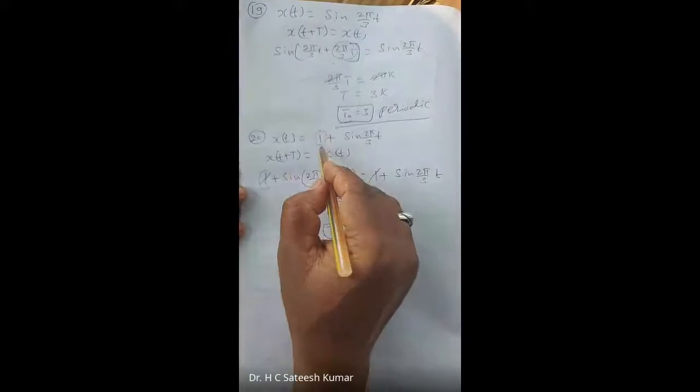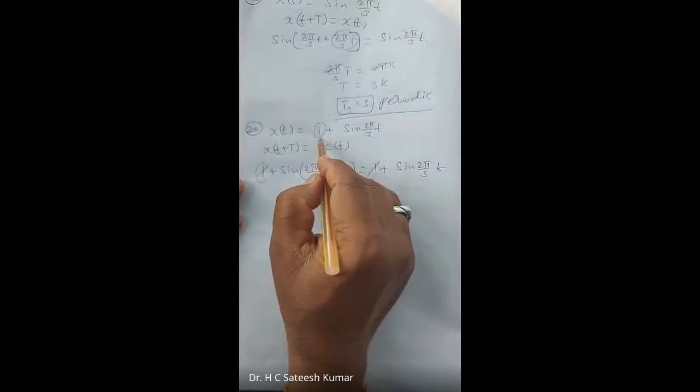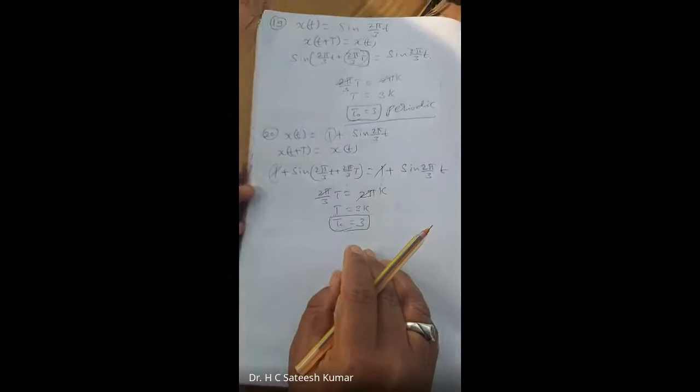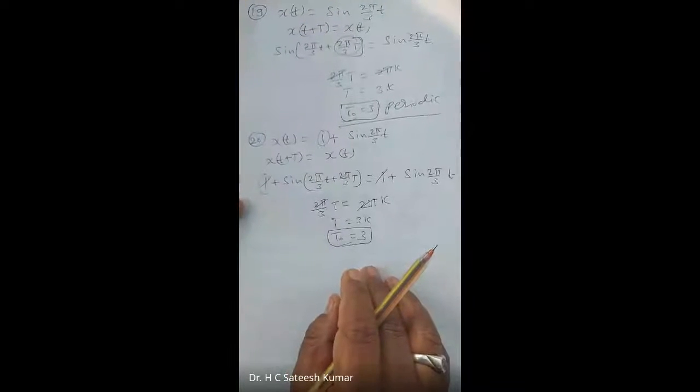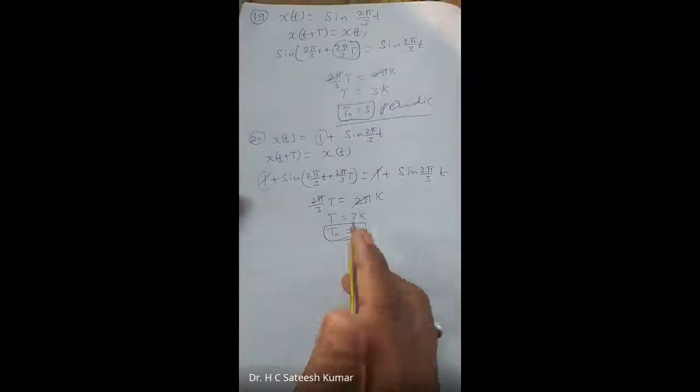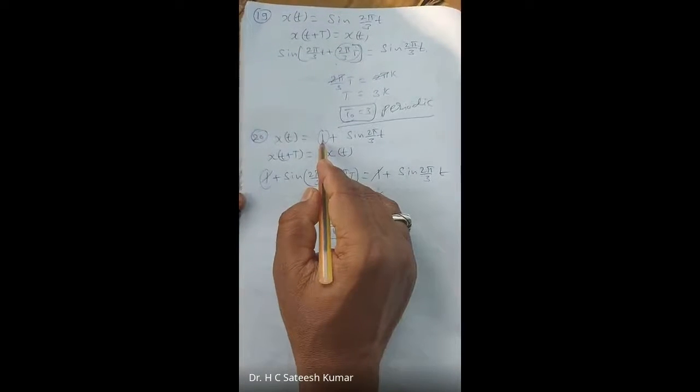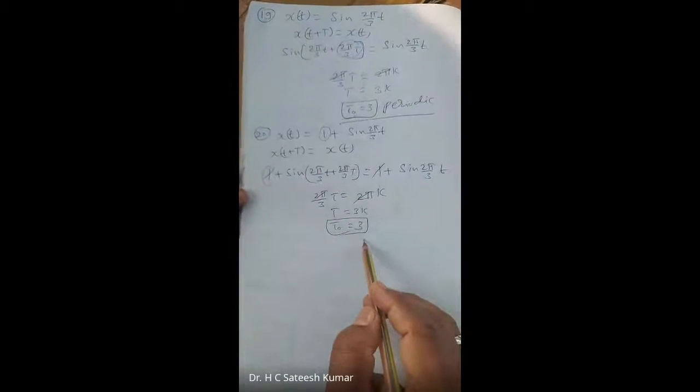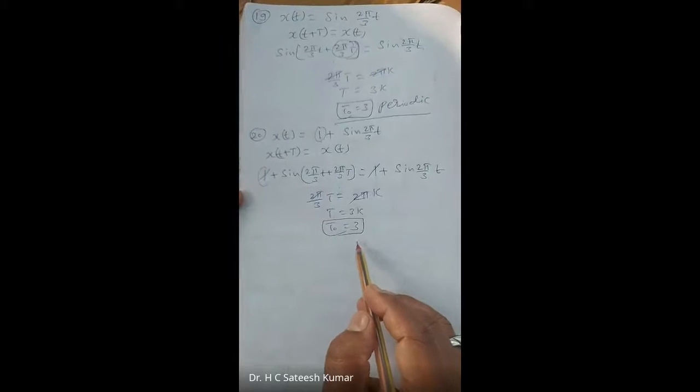What is this one? Addition of a DC. A constant means nothing but DC. For mathematicians it is a constant, for engineers it is DC. A DC value is there. Addition of DC will not affect the periodicity of the signal. That's the note you can write.